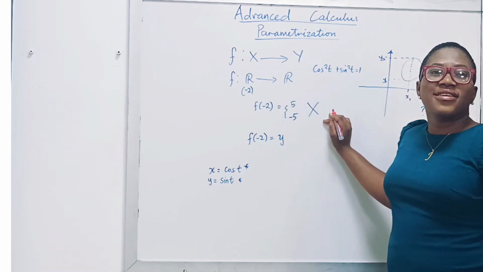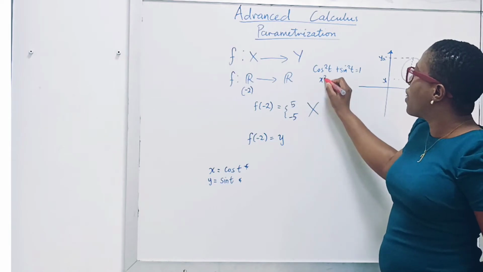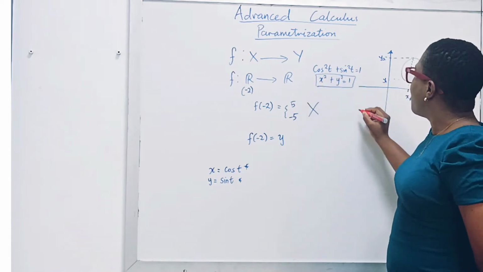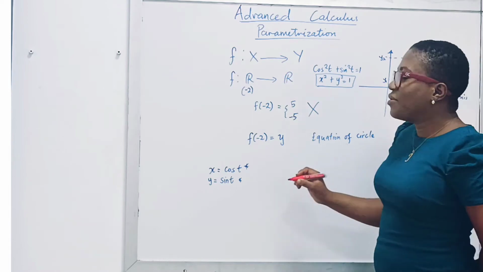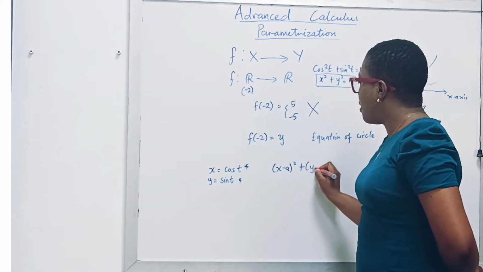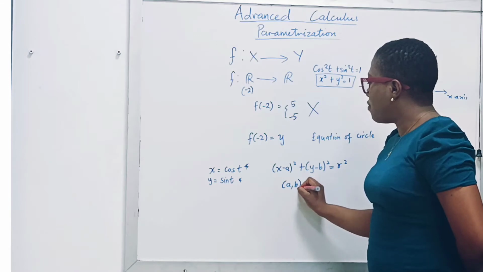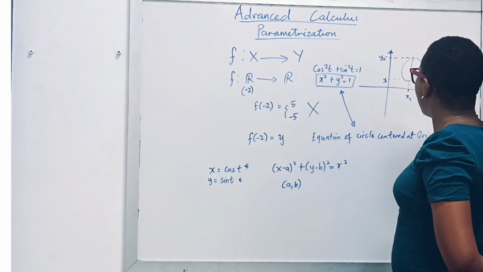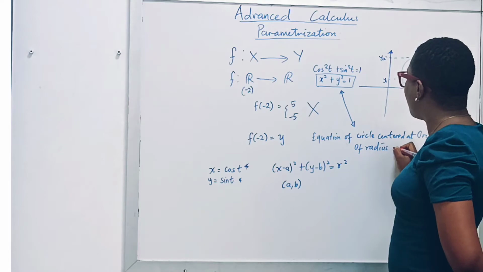Do you know that? Yes. So, as you can see, cos t is x, so you have x squared plus y squared is equal to 1. What kind of equation is this? That's the equation of a circle. The general equation of a circle is (x minus a) squared plus (y minus b) squared is equal to r squared. The center of this circle is (a, b), which is (0, 0). So this is the equation of a circle, center (0, 0), of radius 1. Good, because the square root of 1 is still 1.